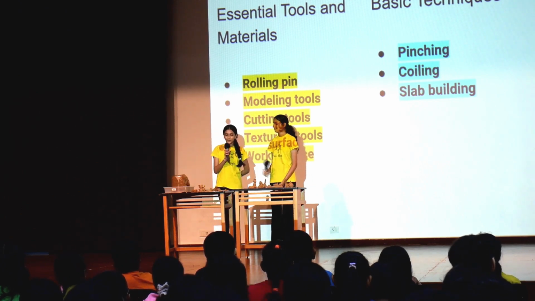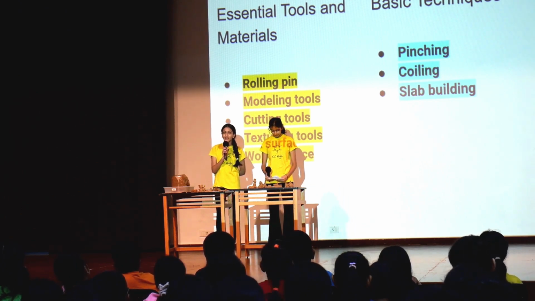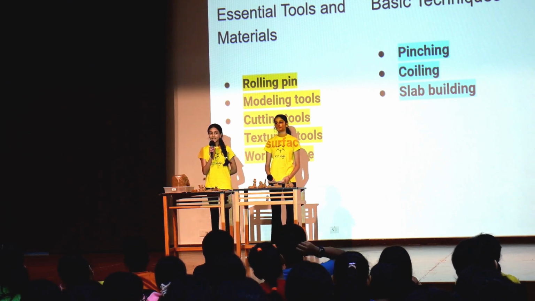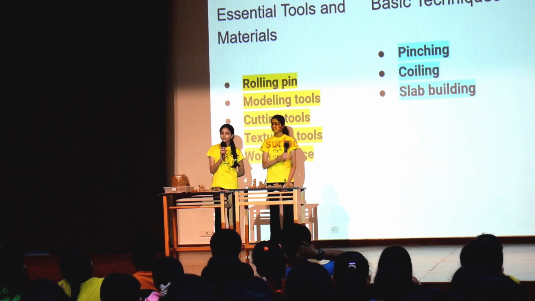We're going to be talking about a technique we've used. A technique we've used is called coiling. It's where you roll the clay into long snake-like coils and stack them on top of each other to build a structure.